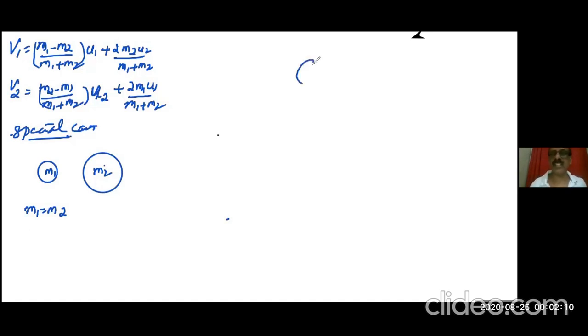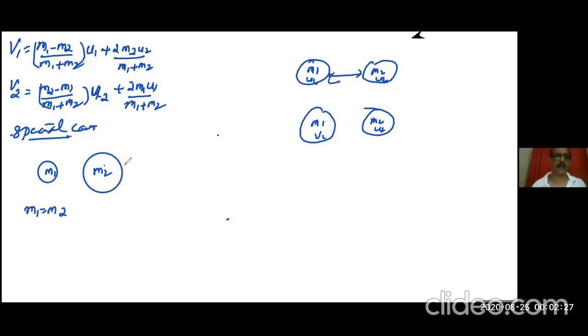Two bodies of the same mass: M1 with velocity U1, M2 with velocity U2. After collision, M1 has V1 and M2 has V2. Question: if they make an elastic collision and their masses are the same, what will be the velocities after collision? M1 is equal to M2, right? If M1 equals M2 equals M, then what will be the velocities V1 and V2?